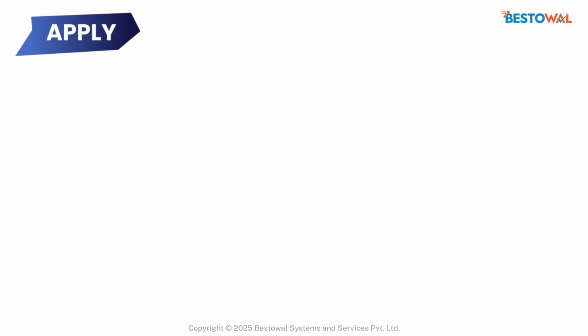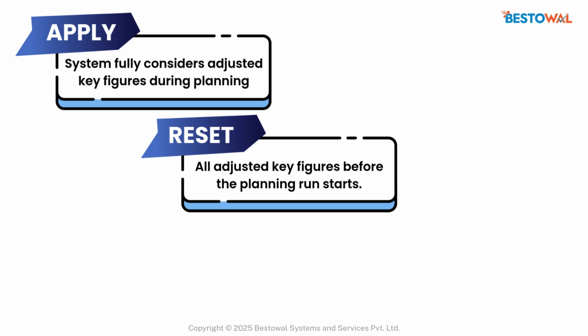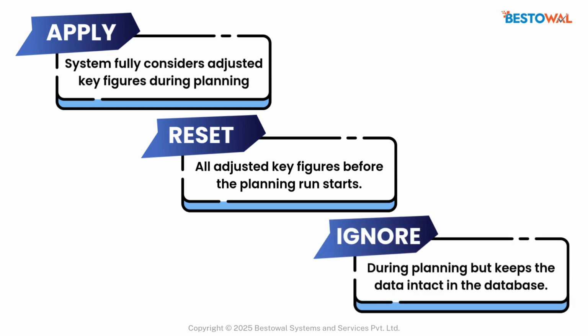Let's start with adjusted key figures. I've heard terms like apply, reset, and ignore. What do they actually mean? Good question. This is controlled by the parameter adjusted key figures handling policy. Apply means the system fully considers adjusted key figures during planning. Reset clears all adjusted key figures before the planning run starts. Ignore skips them during planning but keeps the data intact in the database. Each option fits a different planning scenario, depending on whether you trust or want to temporarily bypass manual adjustments.